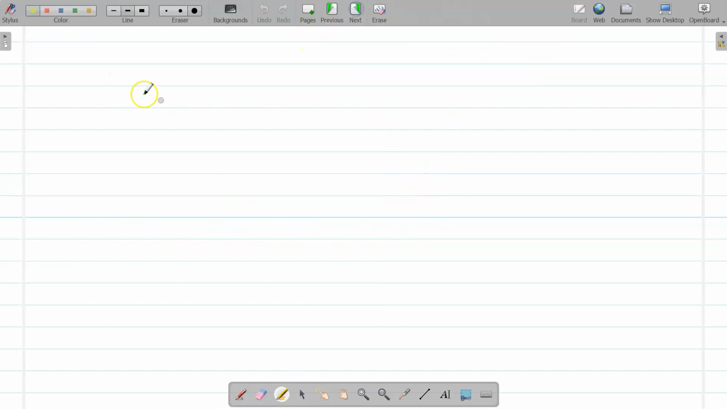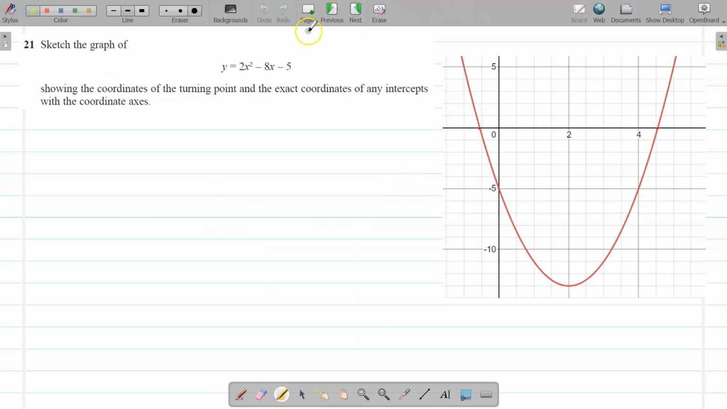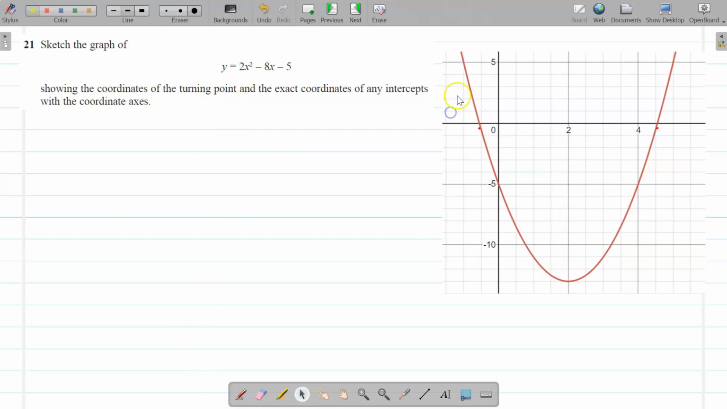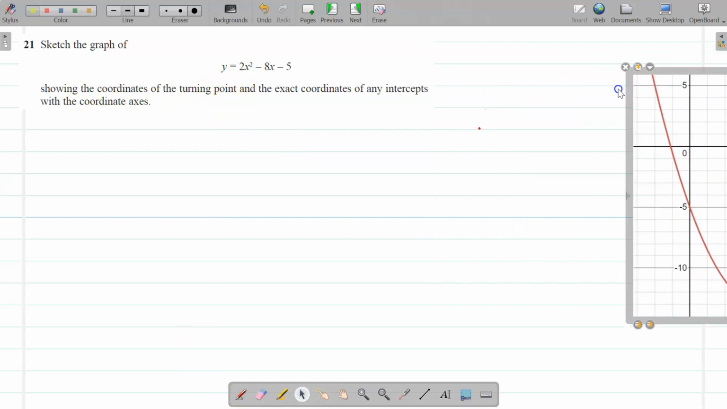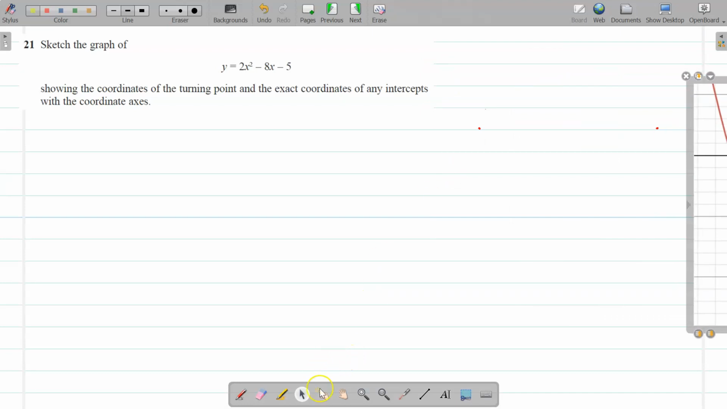Next question, 21. A sketch of a graph showing this. I've actually done it here, as you can see. I'll just put that out the way for the moment, because the way that we would do this is a hand-drawn sketch. I'm using that because it's easier using this tablet and pen. But before I do that, I'm going to show you how we arrive at it.